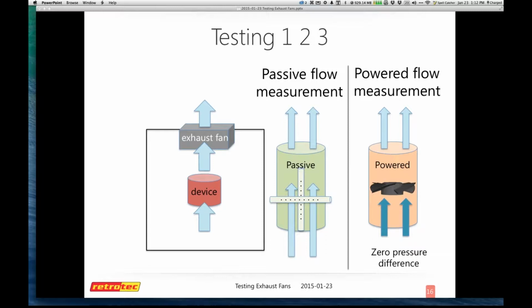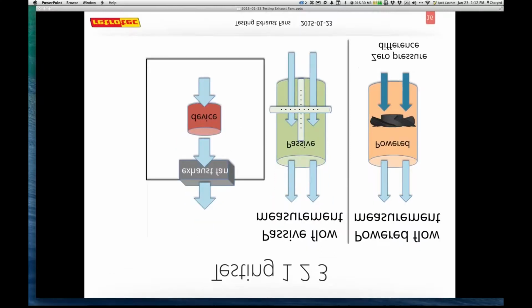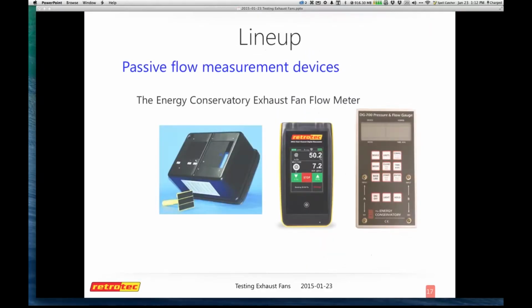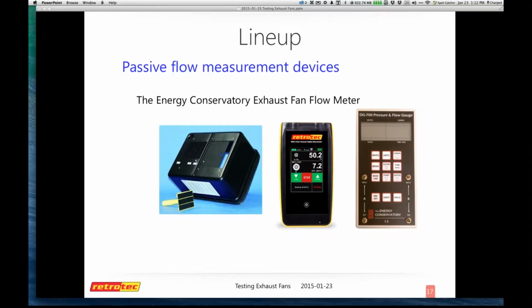One of the things we will focus on is the Energy Conservatory Exhaust Fan Flow meter, the black box, as some people refer to it. It is a really intelligent, simple device that allows us to measure the majority of exhaust fans and many kitchen exhaust fans also. We'll go through how to set up and use the DM32. I do touch base on the DG700, but mostly people get challenged on how to use the Retrotec gauge with those. We'll also talk about how to use a DucTester as a flow device.